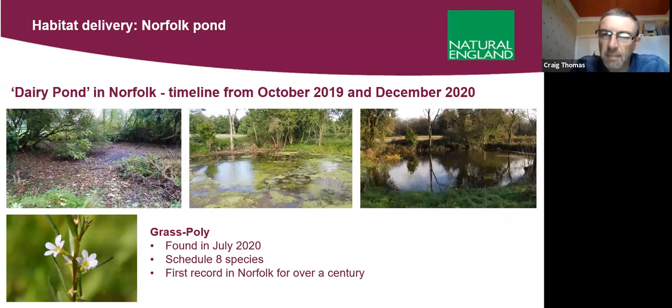And this pond, we ended up with grass poly re-establishing in Norfolk. Hadn't been seen for over a century. And clearly, the seeds of grass poly have been dormant in that silt for over 100 years. And it re-established. This is just a fantastic byproduct of the amount of habitat that we're creating as a result of DLL. Our next pond, believe it or not, will be our 1000th pond. So we've delivered 999 ponds up to the end of March 2021.